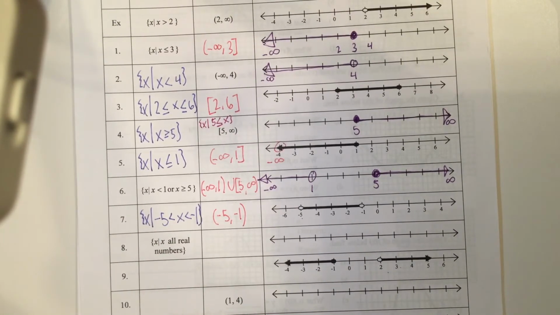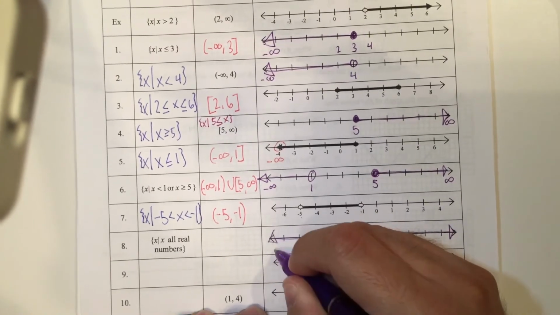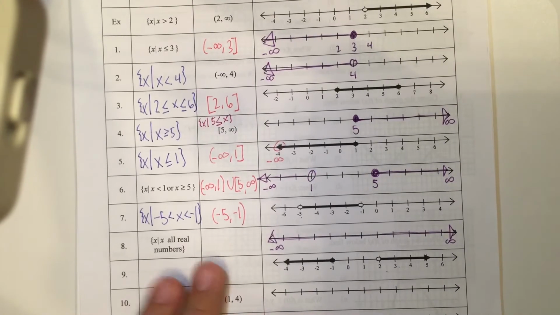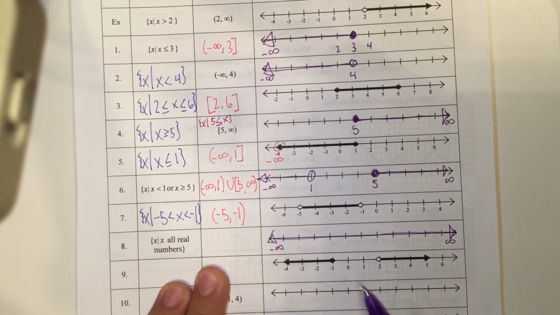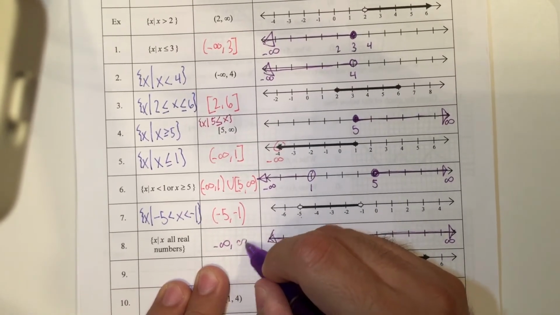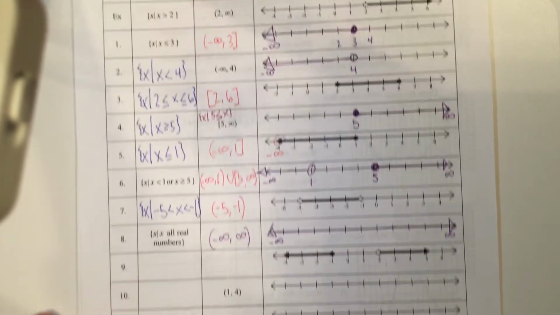All right, now for number 8, x such that x is all real numbers. So what that means is it's the whole number line from negative infinity to positive infinity. So when I start with my interval notation, smallest number always comes first. In this case, the smallest symbol, which is negative infinity. Largest is positive infinity. And there is my interval notation.